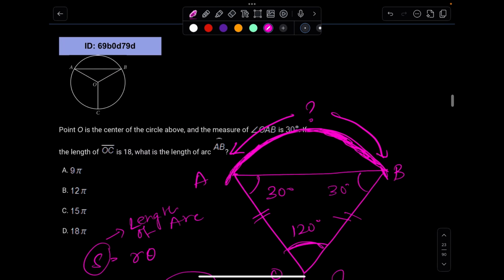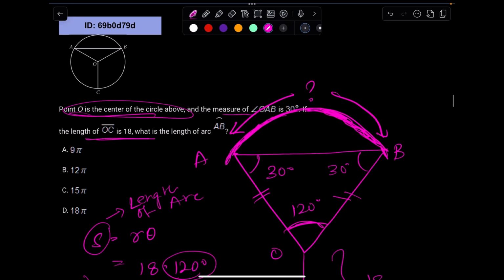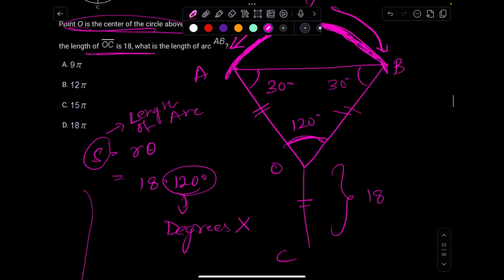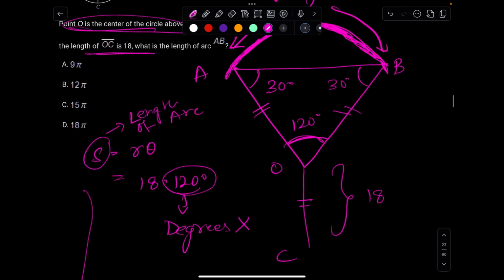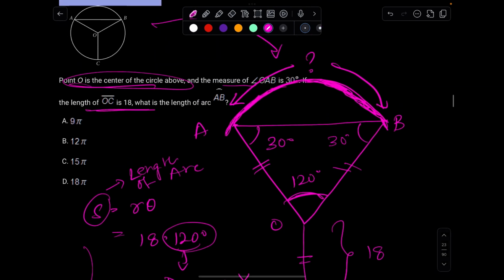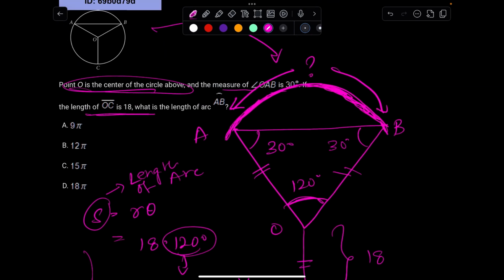Okay, we are given a circle and point O is the center of the circle above. The measure of angle OAB is 30 degrees. The length of OC is 18. What is the length of arc AB? So I have enlarged the circle and drawn it here. Your OC, which is the radius, is 18. Your angle OAB is 30, and we need to find the length of arc AB.